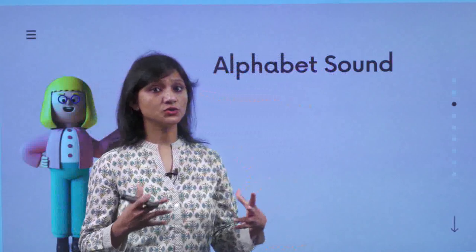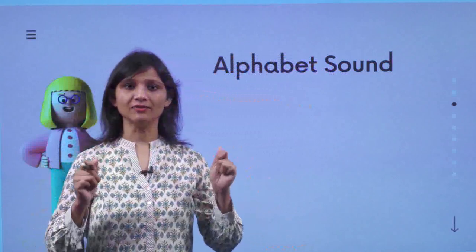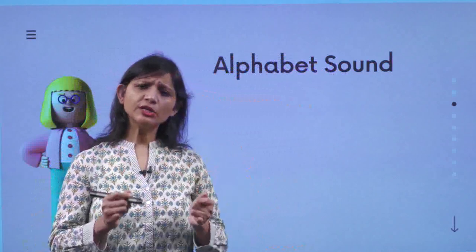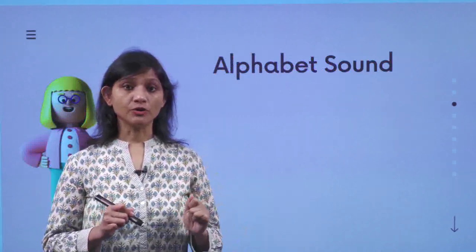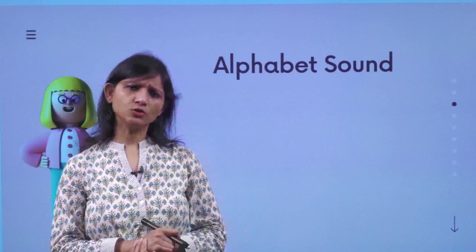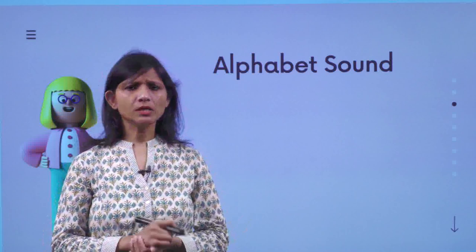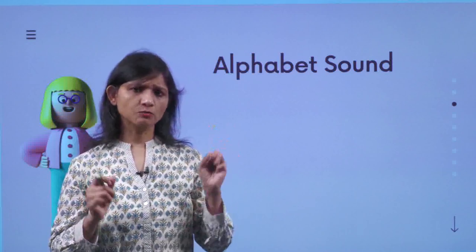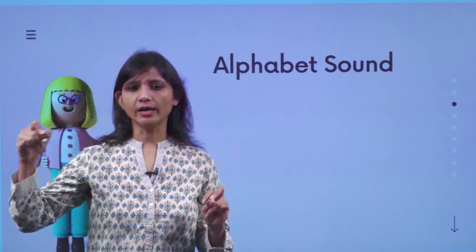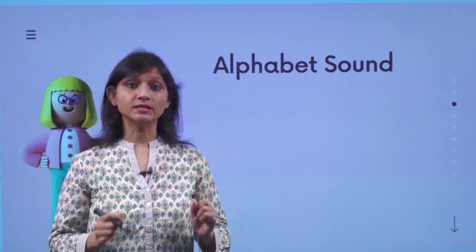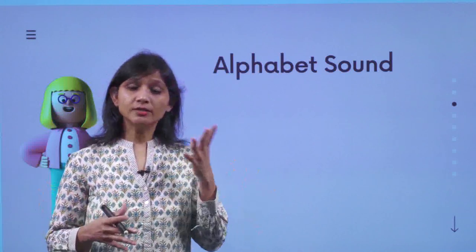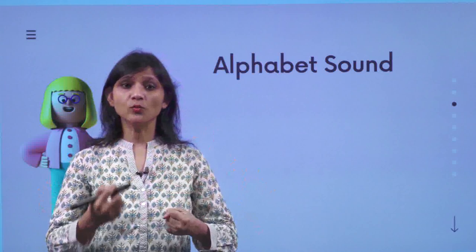And we are going to see the sounds of these alphabets. This is very interesting. Why? Because each of these alphabets produces two kinds of sounds. You must be wondering, why do they have two kinds of sounds? Because there are two letter forms, capital and small. So likewise, these letters produce two different kinds of sounds. Excited? Would you like to listen to these sounds and say along with me?